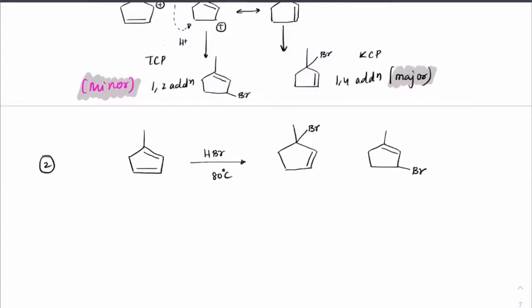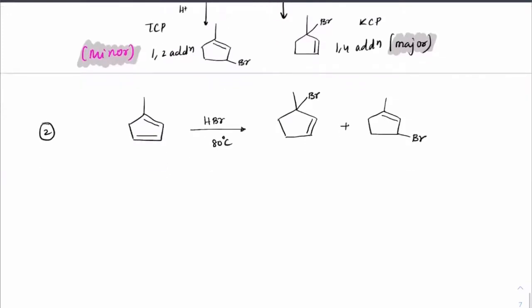Got it? So tell me which is KCP and which is TCP? Which is most stable here? So the first one is KCP. Sir. Very good. The first one is KCP, the second one is TCP. So first decide this, which is KCP and which is TCP. Then, depending upon the temperature, you comment on the majority. Which will be major, beta? KCP will be major. TCP will be minor.